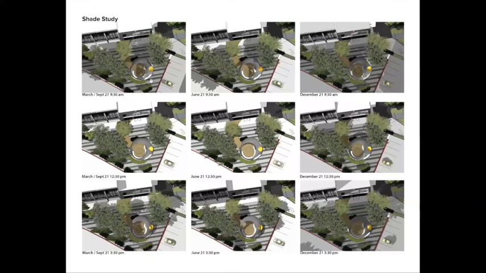This is a shade study that was done. The top row is morning, the center row is noon, and the bottom row is afternoon. Because we have trees along the west, they're able to cast shade across the plaza in the afternoon. Noon is a challenge in the center, although the west is well covered.